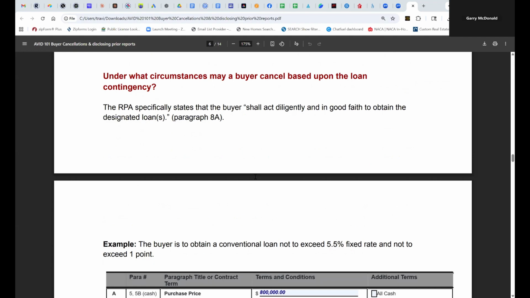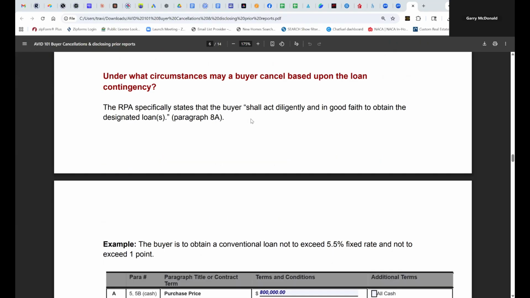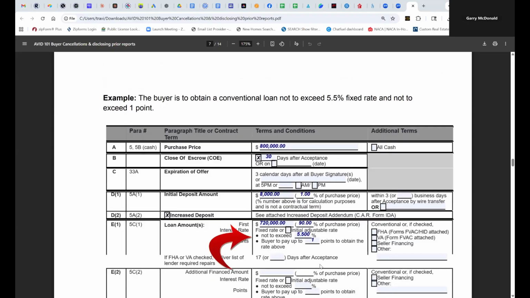Under what circumstances may a buyer cancel based upon the loan contingency? The RPA states that the buyer shall act diligently and in good faith to obtain the designated loan or loans, paragraph 8A. So we're looking at the grid section of the purchase agreement.